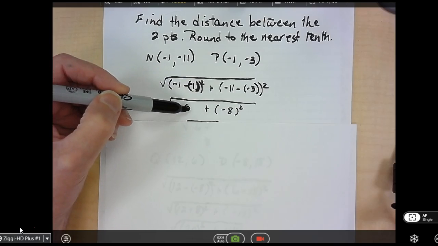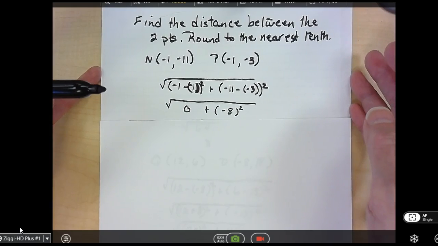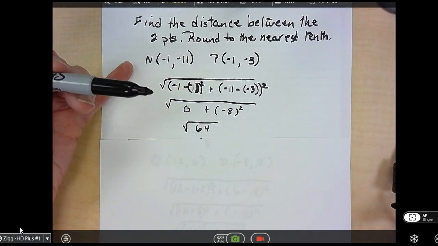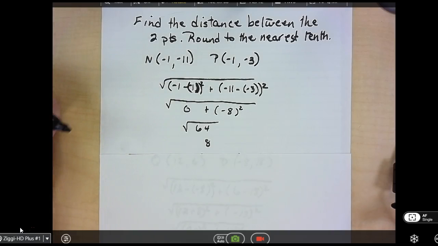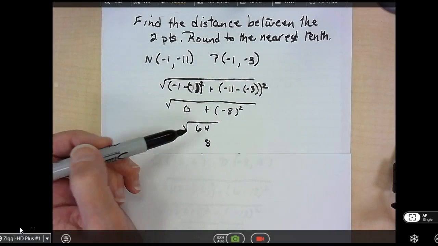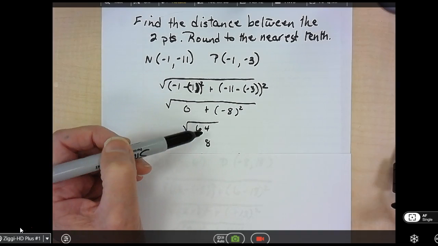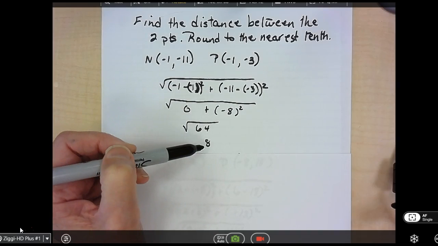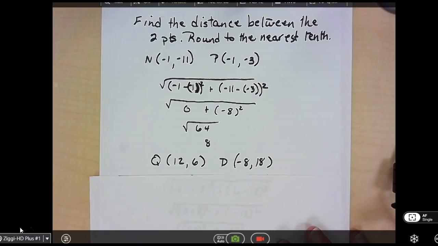0 squared is still 0. -8 squared is positive 64. And now we're taking the square root, and we're getting back to 8. So the distance between those two points is 8. It takes much less time to just plug it into the equation than to graph it. Just to make sure we have it down, let's do another problem like it.